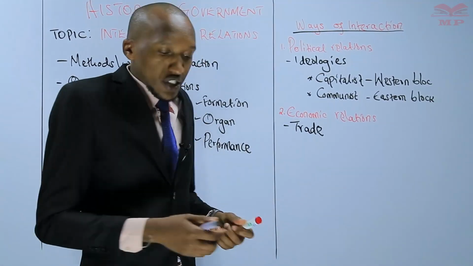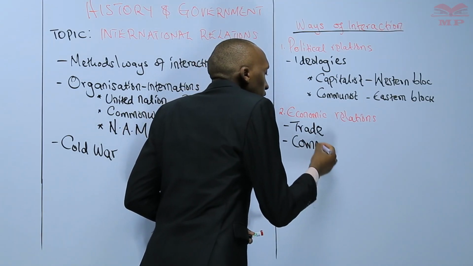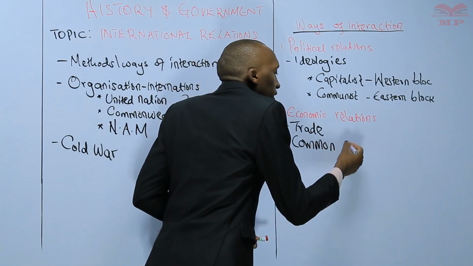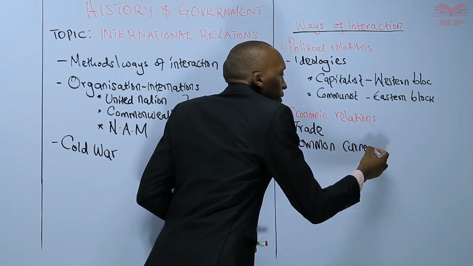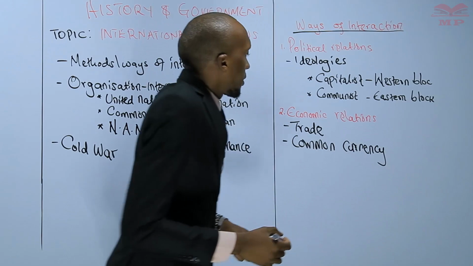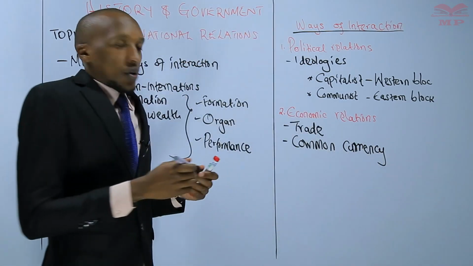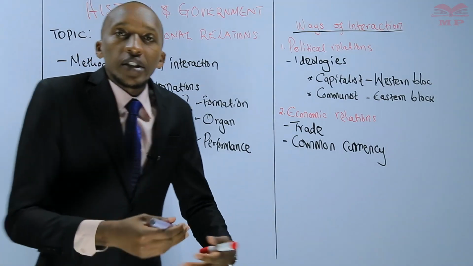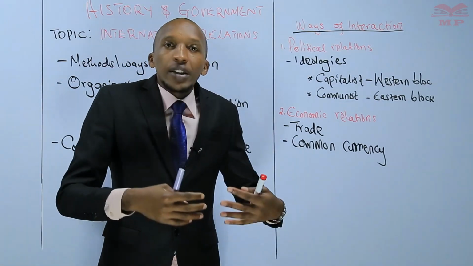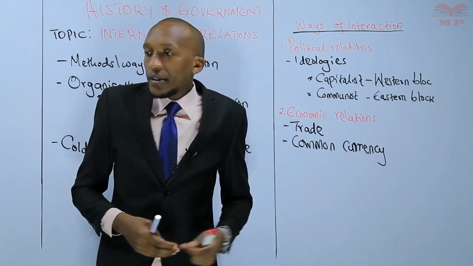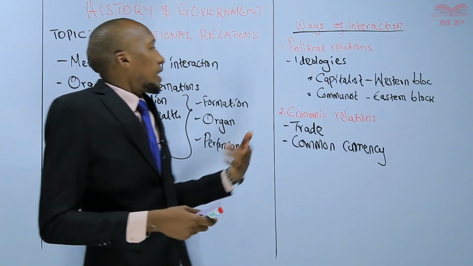They would exchange. They would now start using a common currency. Common currency was another way. So you'd find nations using the same kind of currency so that they could ease their trade activities with one another. That is another way in which they could interact.